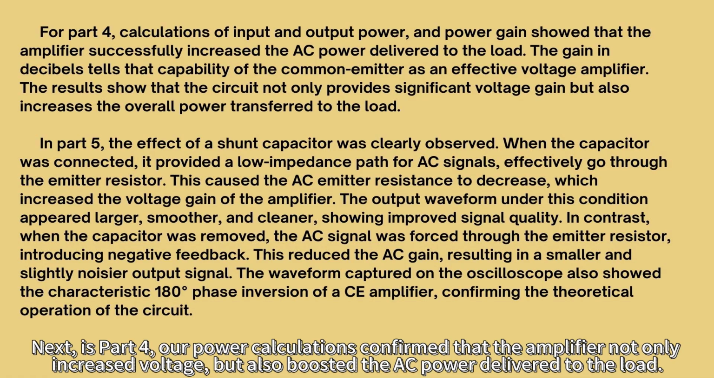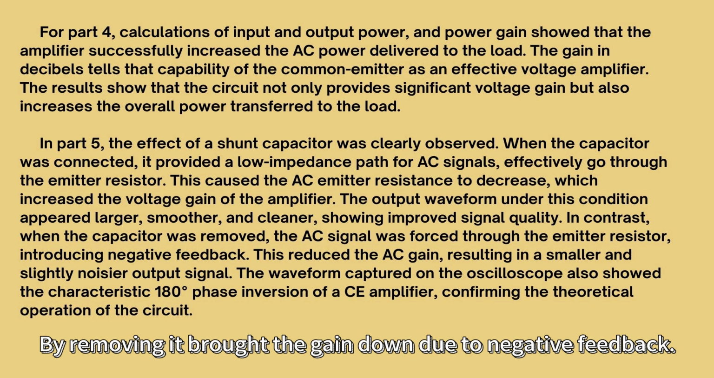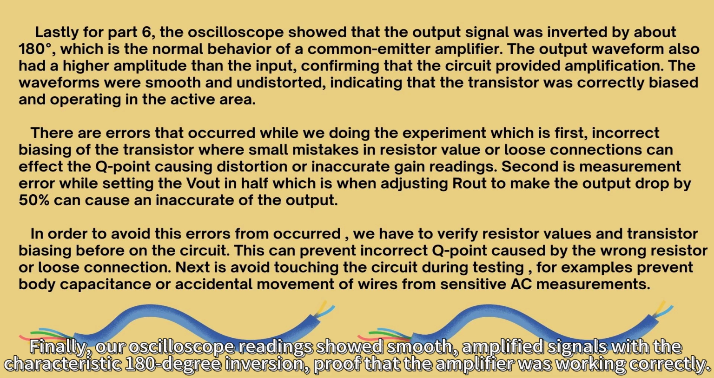Next is part 4. Our power calculations confirm the amplifier not only increases voltage but also boosts the AC power delivered to the load. As for part 5, adding a shunt capacitor significantly increased the gain by reducing AC emitter resistance, giving us a larger and cleaner output waveform. Removing it brought the gain down due to negative feedback. Finally, our oscilloscope reading shows smooth amplified signals with the characteristic 180 degree inversion, proof that the amplifier was working correctly.